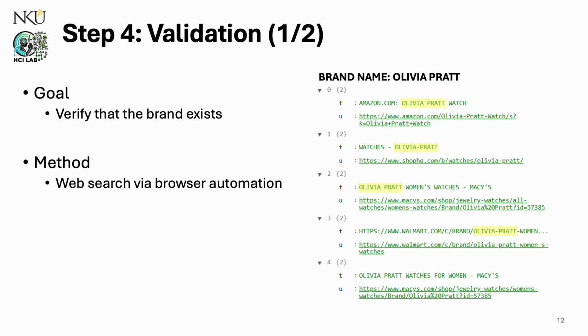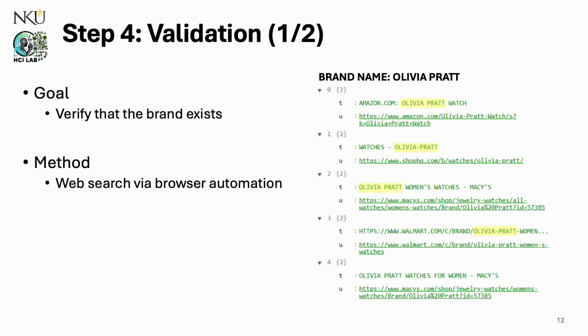And the fourth step is validation, where we confirm whether each brand actually exists in the real world. To do this, we developed a browser automation tool using Selenium that performs web searches for each brand name. The tool uses the Brave search engine and checks for brand presence on major e-commerce platforms like Amazon, Walmart, Poshmark, etc. This process allows us to automatically confirm if a brand is real without needing paid APIs, which would be too expensive for such a large dataset.